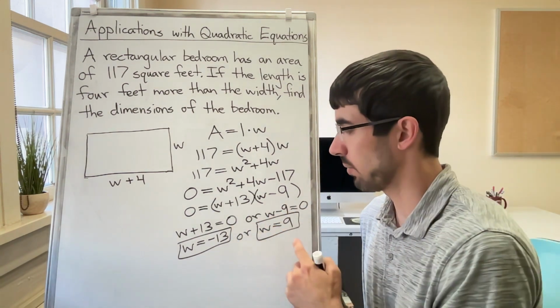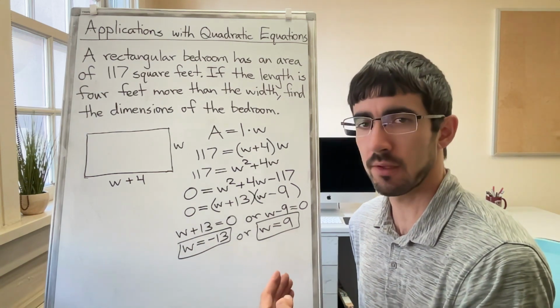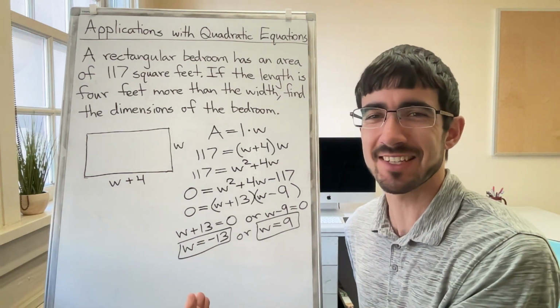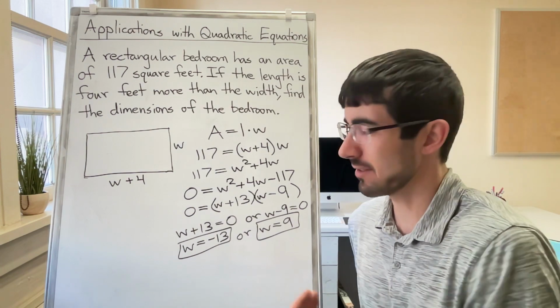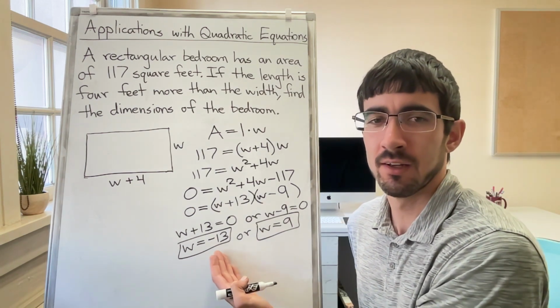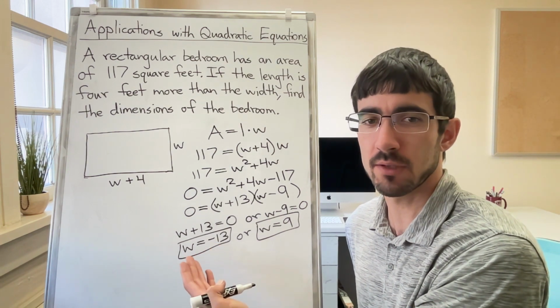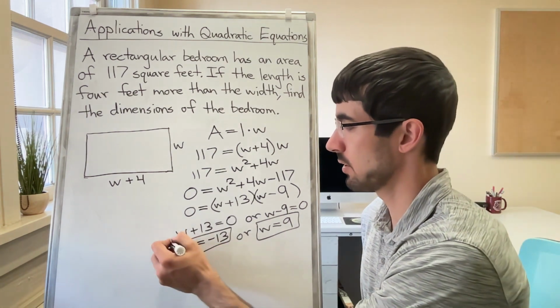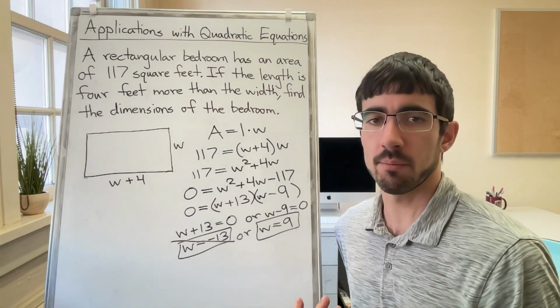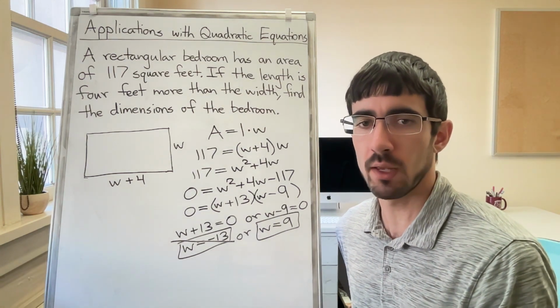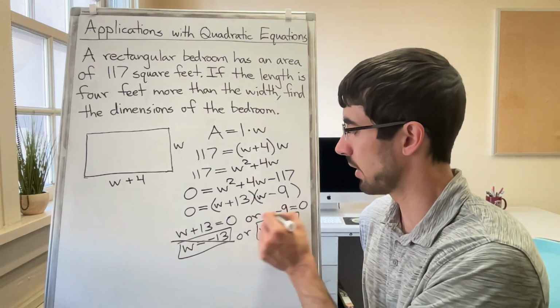Well, that's interesting. I have two different possible widths of the room, but let's think about a real world context. Always make sure your answer makes sense. I got a negative answer here. That doesn't make sense if we're talking about dimensions, measurements, and area, right? So I'm going to reject the negative answer. It's not possible to have a negative width, and only accept the positive answer.